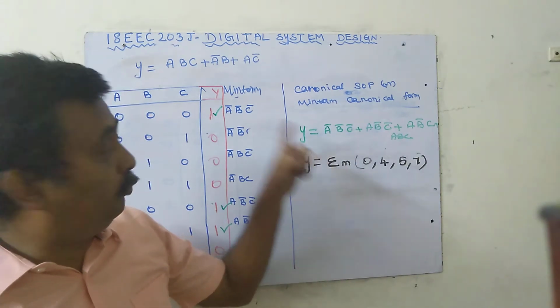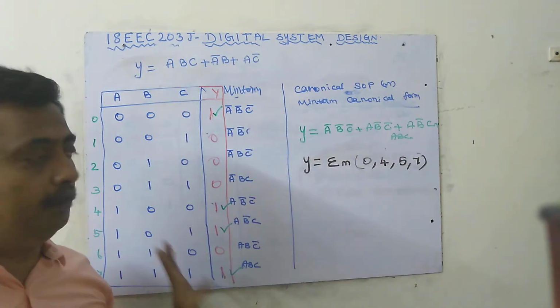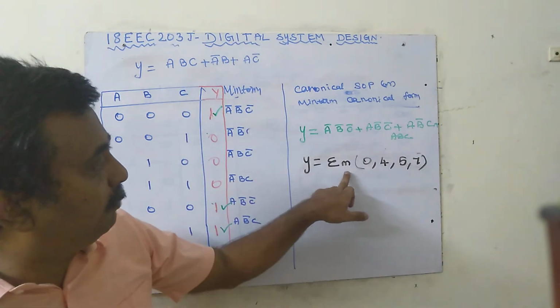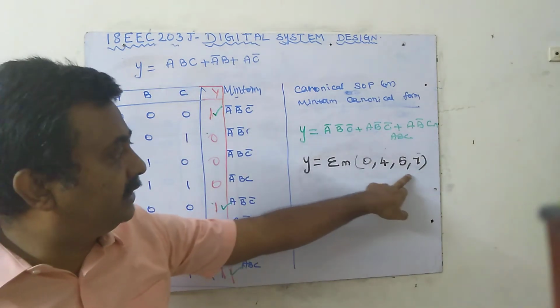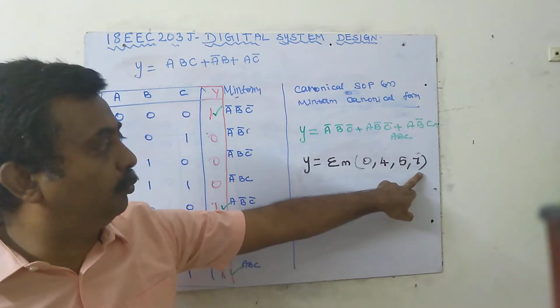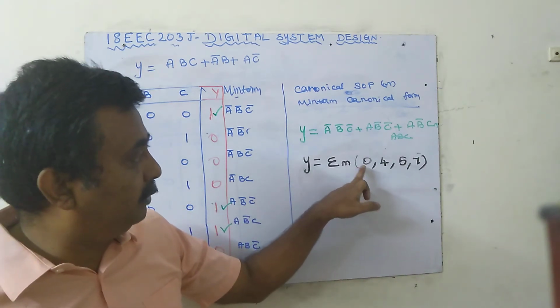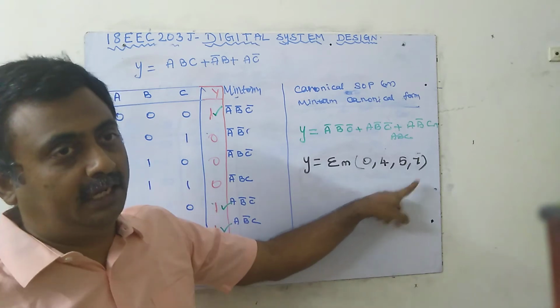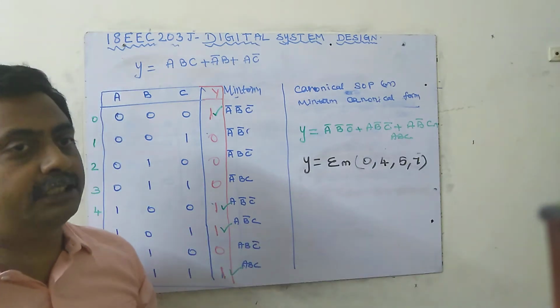Okay, we have to know how to write the truth table. What is the meaning here? Y equal to sigma m of 0, 4, 5, 7 means that in these decimal numbers the output is 1, and for the remaining numbers it is 0. That's the thing we should know.